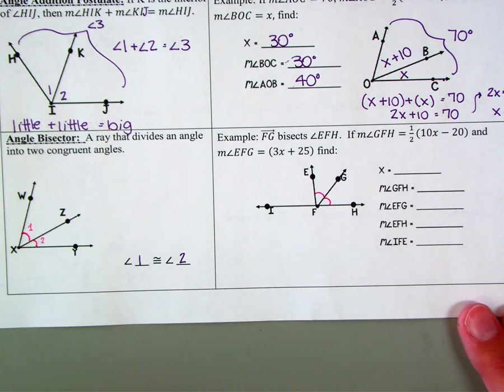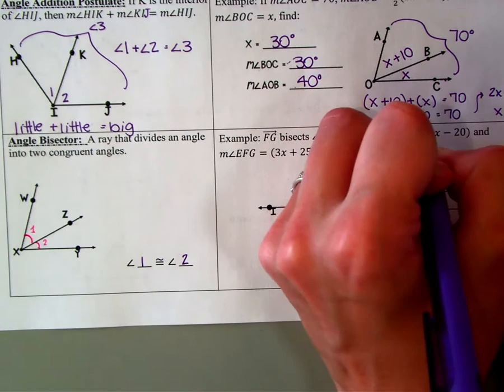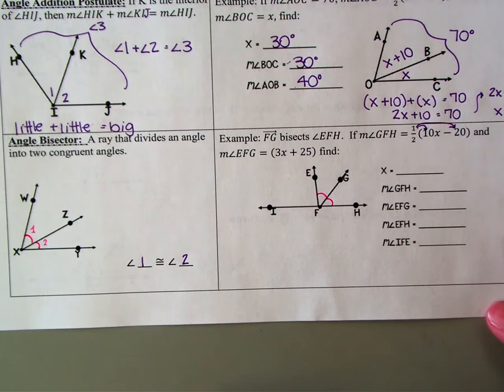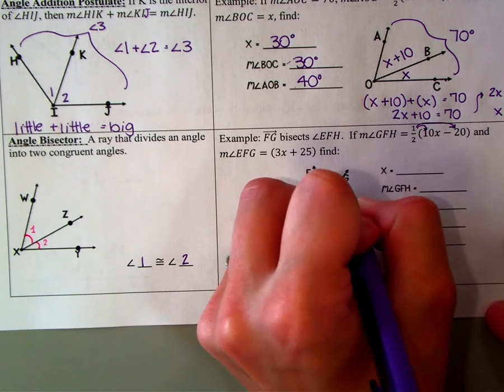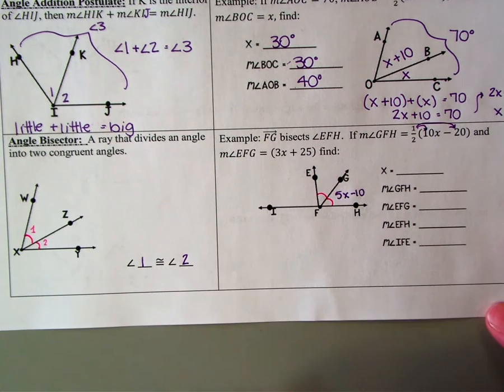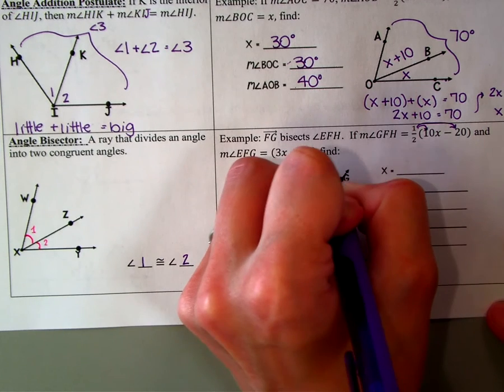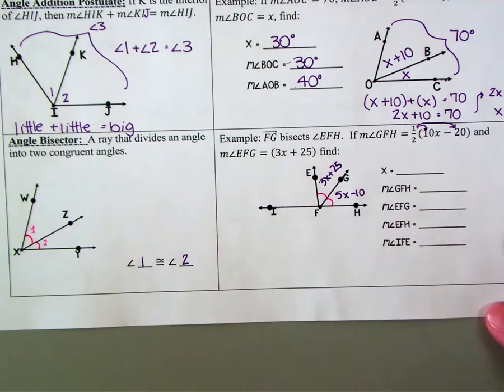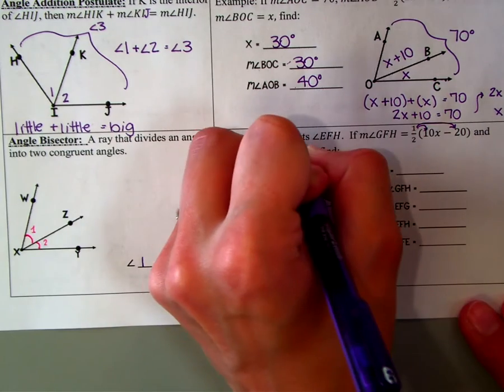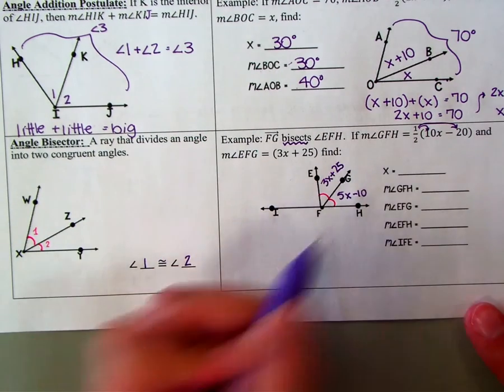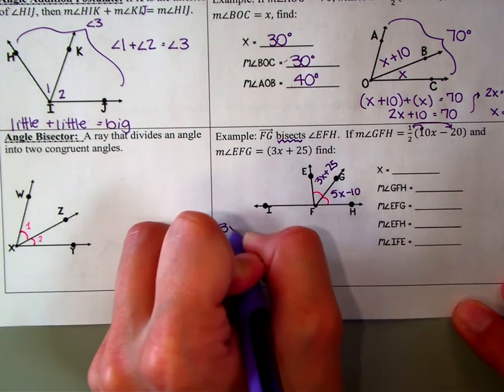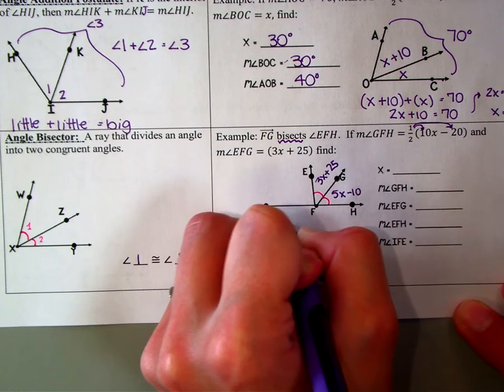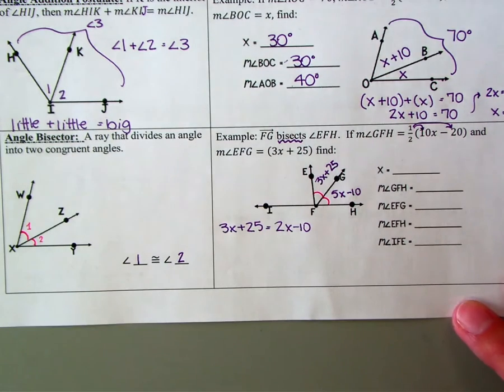If GFH is 1/2 of 10x minus 20 and EFG is 3x plus 25, we're going to find all of these things. So again, I'm going to distribute in that 1/2. GFH is going to be 5x minus 10, and EFG is 3x plus 25. So remember, bisect means two equal parts. If I know that these two angles are congruent, I know that 3x plus 25 can be set equal to 5x minus 10, and now we've got just a simple equation to solve.